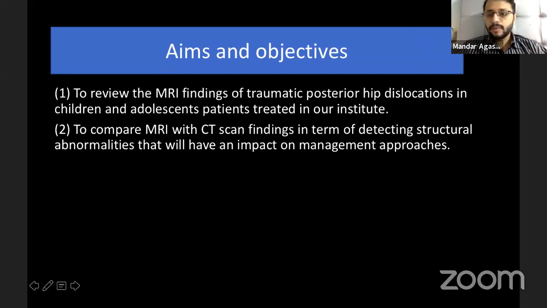So the aims and objectives were to review the MRI findings of traumatic posterior hip dislocations in children and adolescents. And they wanted to compare the MRI with CT scan findings in terms of finding structural abnormalities that will have an impact on management approaches. That was the purported aims and objectives.